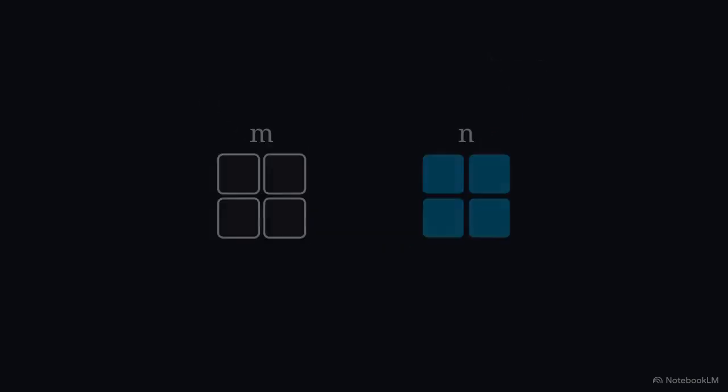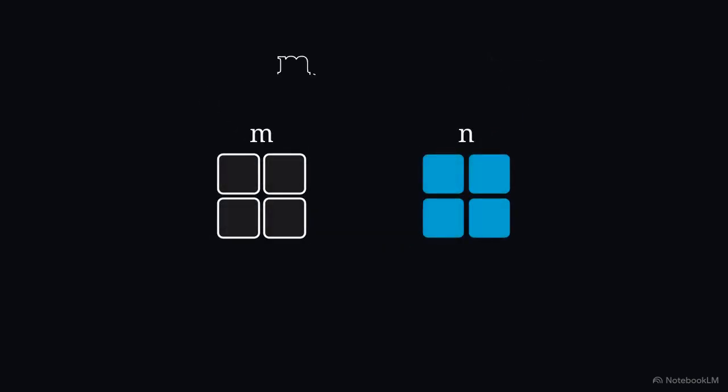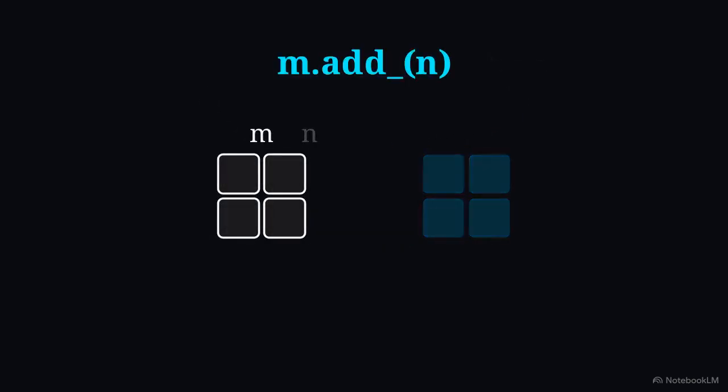To save memory, we use in-place operations. Any function with an underscore, like add_, modifies the tensor directly rather than creating a brand new one in a different part of your RAM. This is where we gain speed.